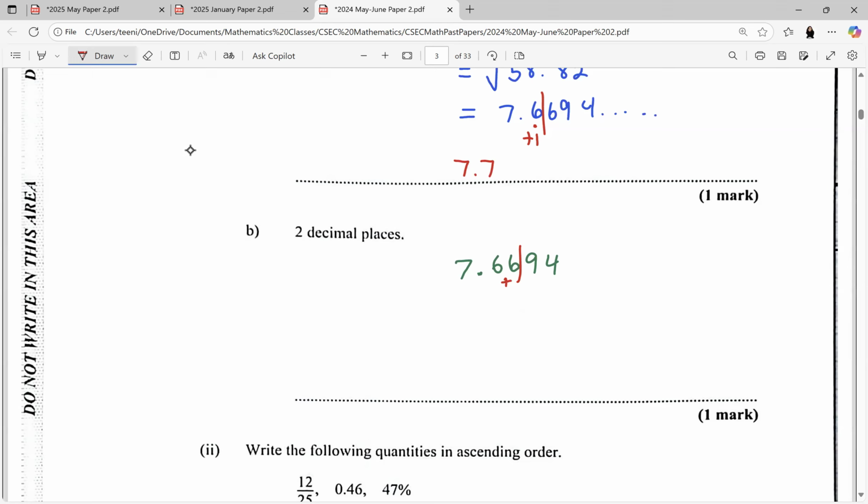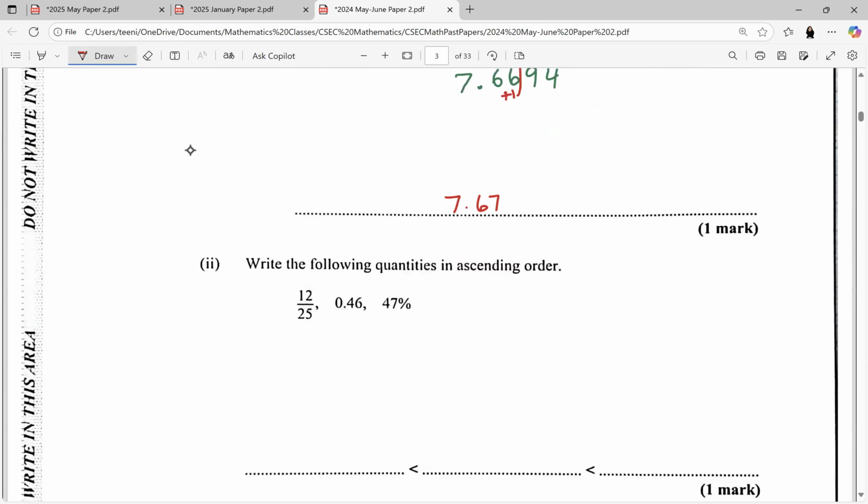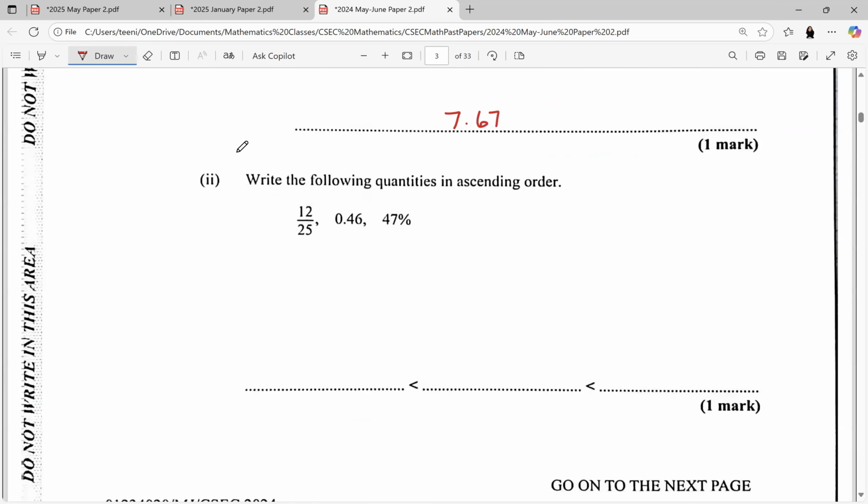Yes. Yep. So the final answer will be 7.67. Beautiful. Guys, how would we write the following quantities in ascending order? How would you do it? I would change all of them to percentages. Yeah, you could definitely change all of them to percentages.